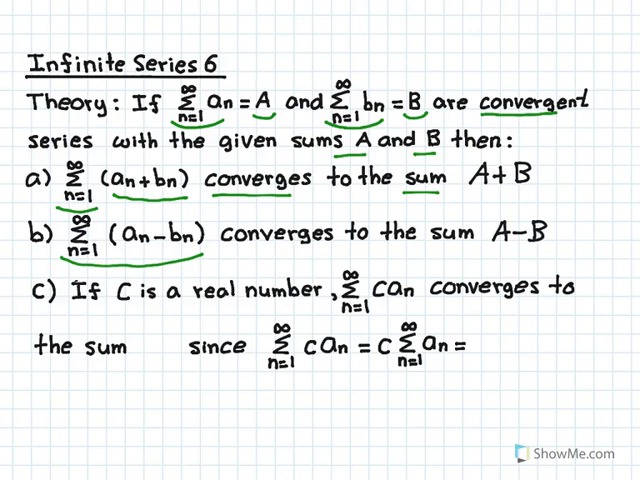Part C. If c is a real number, then summation n goes from 1 to infinity of c times a_n will converge to the sum c times a. The reason for this is that c is a constant, so it passes through the summation, and we get c times summation n goes from 1 to infinity of a_n, and we get c times a.